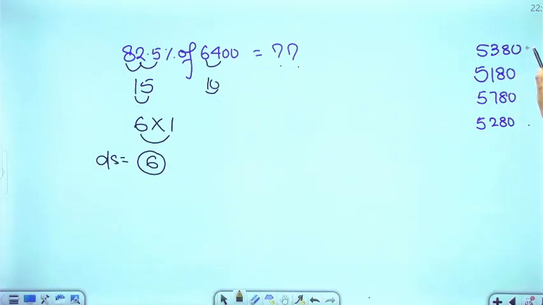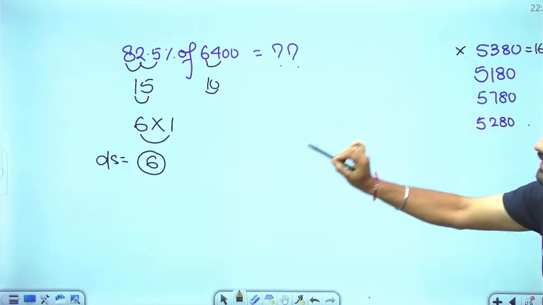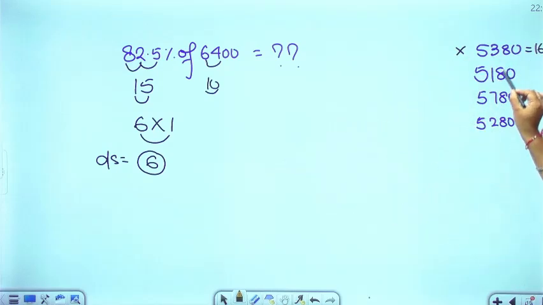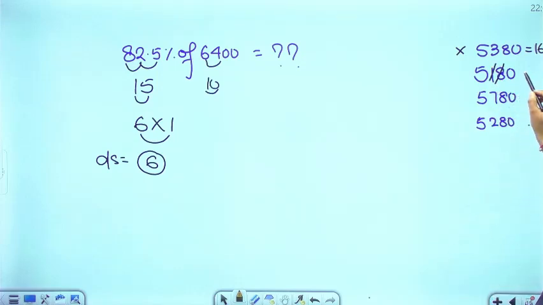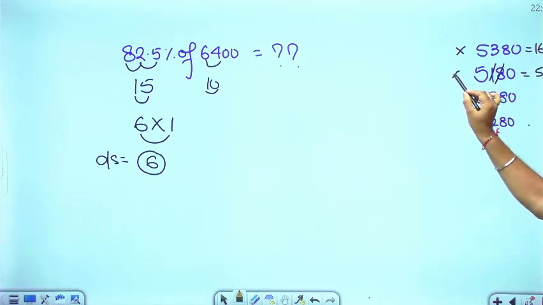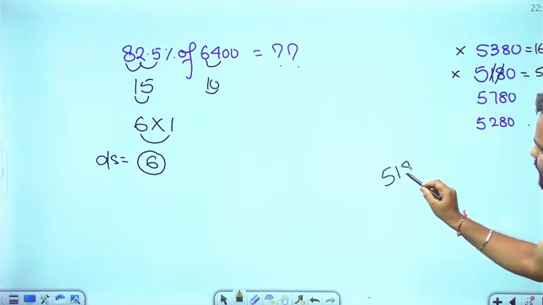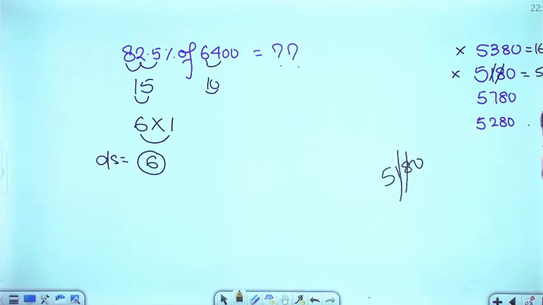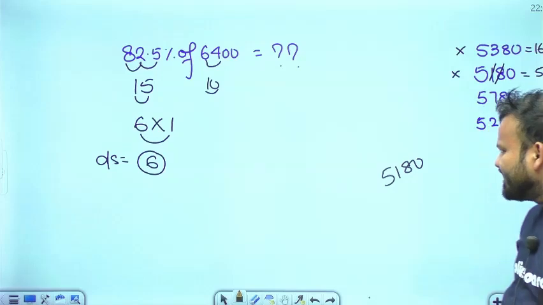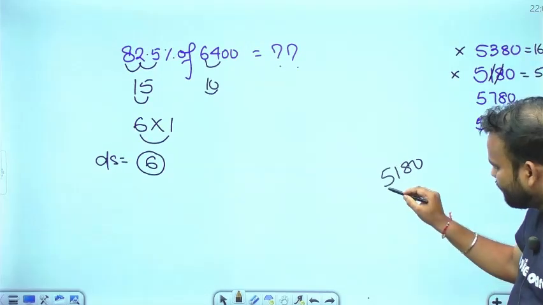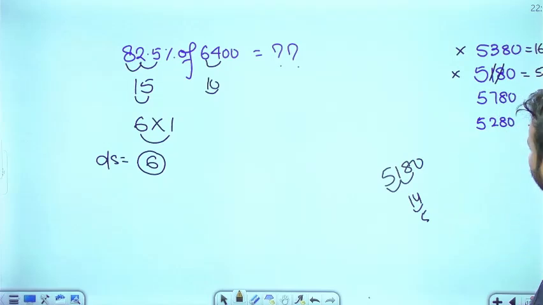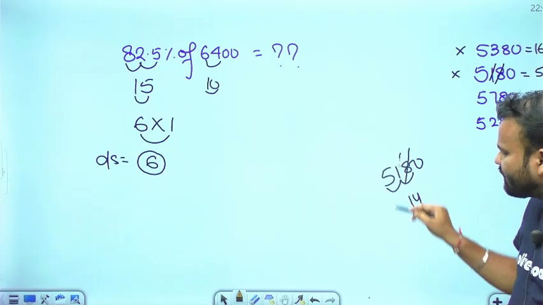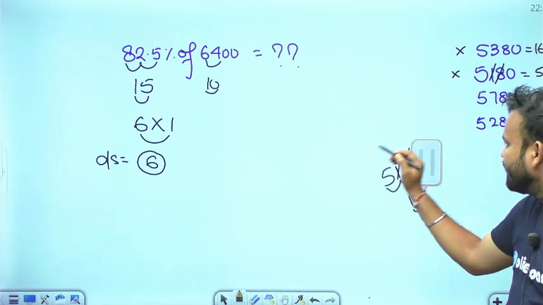5180, 8 plus 1 is 9, 9 has a digit sum of 0. This is eliminated. 5380, 8 plus 8 is 16, 16 has a digit sum of 7. This is discarded as we are hunting for 6. What if somebody by mistake is not eliminating the 9? In that case, he or she will be adding the numbers. 5 plus 1 is 6. 6 plus 8 is 14. 14 means 5. Ultimately, you are getting 5 only. But there is an opportunity of eliminating 9. Whenever you see 9, eliminate them.